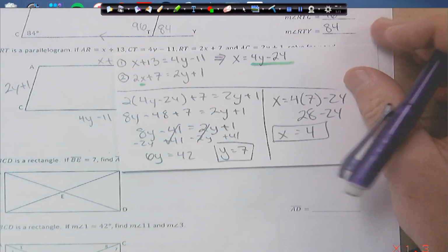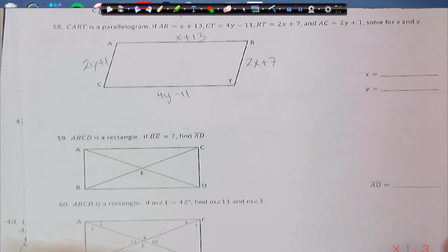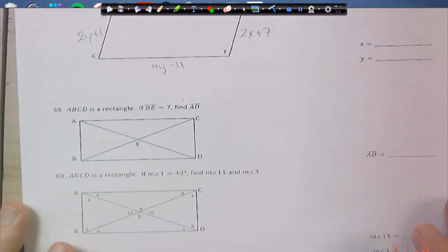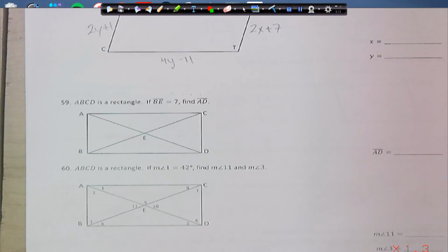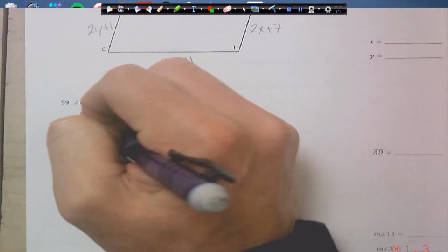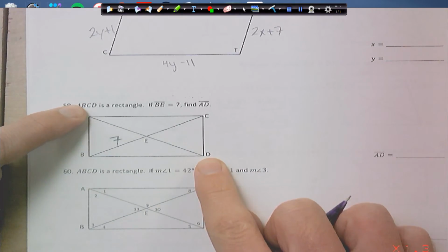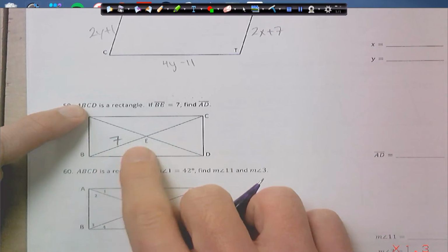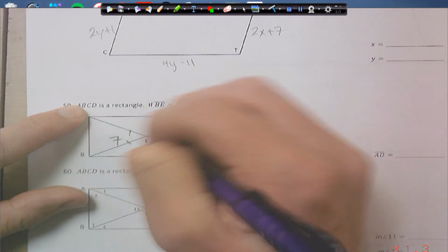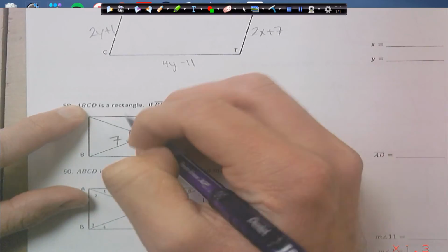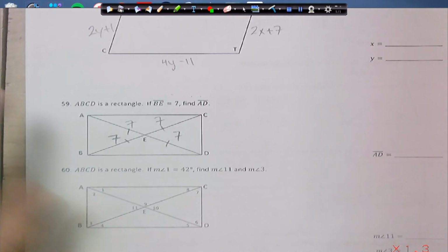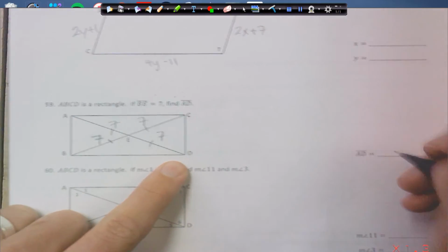Okay, moving on. 59. ABCD is a rectangle. BE is 7. Find AD. Okay, this one's pretty simple. BE is 7, but remember, these are like all isosceles triangles. So that's 7 too, that's 7, and that's 7. They're all 7. So AD is just 7 plus 7, it's 14.